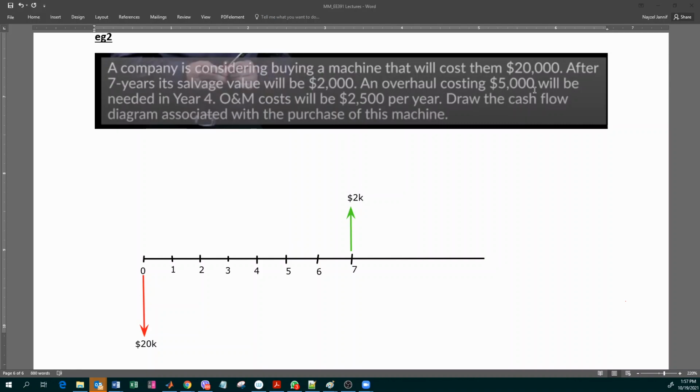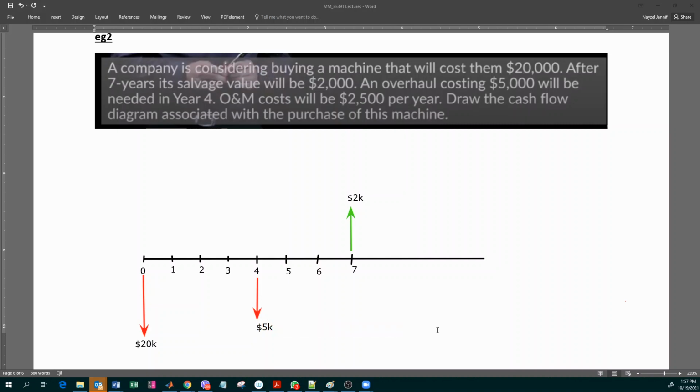An overhaul cost of $5,000 will be needed in year 4. Overhaul cost of $5,000 is needed in year 4. How much value did they say? 5,000, right?